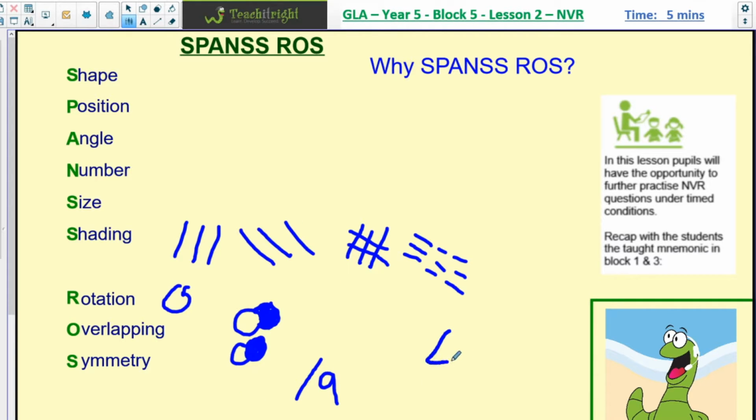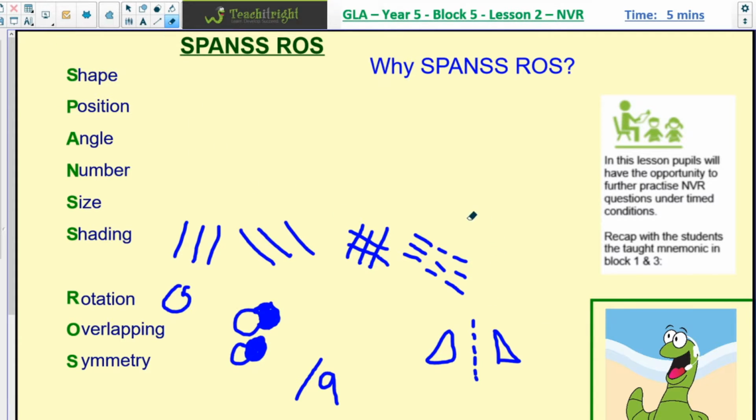Symmetry is where, for example, you have, let's do a right angle shape. And this is my mirror line that's been reflected. And now these are symmetrical. This is my line of symmetry. And that can often be a reflection that we see in our answers.